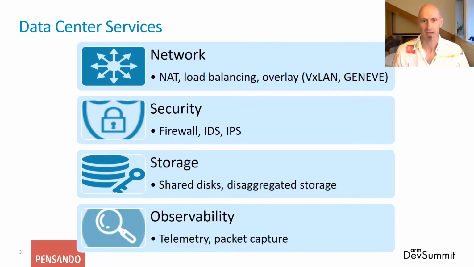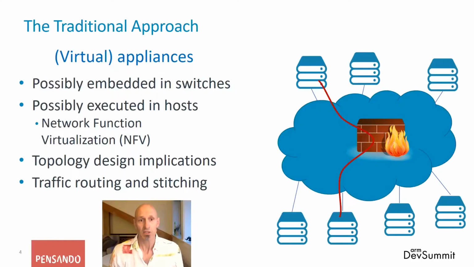Network services like, for example, network address translation, load balancing, creating overlays, for example, based on VXLAN, security services like firewalls, intrusion detection systems, intrusion prevention systems, storage services like shared disks, disaggregated storage, and observability services, being able to collect telemetry information, being able to capture packets. So where do we run, where do we implement these services?